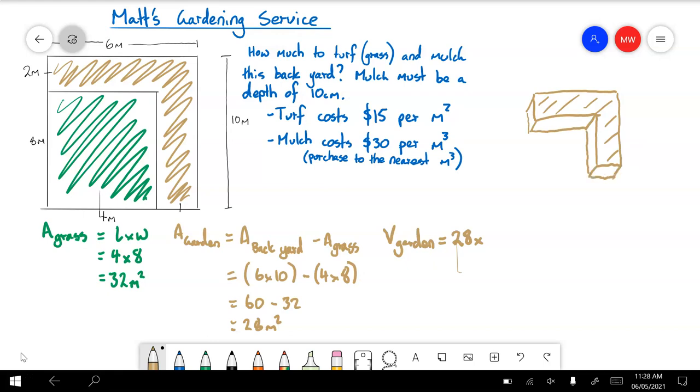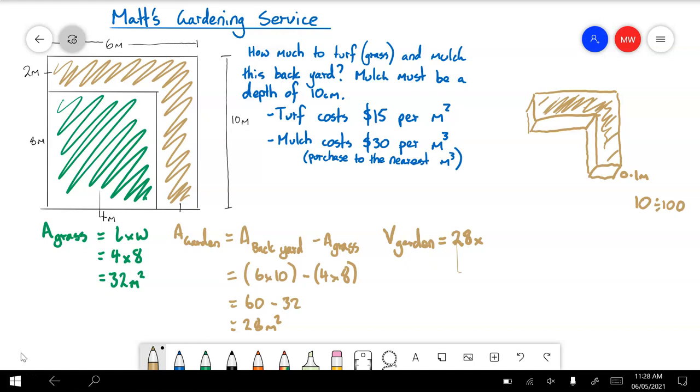And we don't times it by 10 because this area is in square meters. So we have to convert to meters. So the depth is 0.1 meters. Okay, there are 100 centimeters in a meter. So what you need to do is you need to find that out by saying 10 divided by 100. Okay.